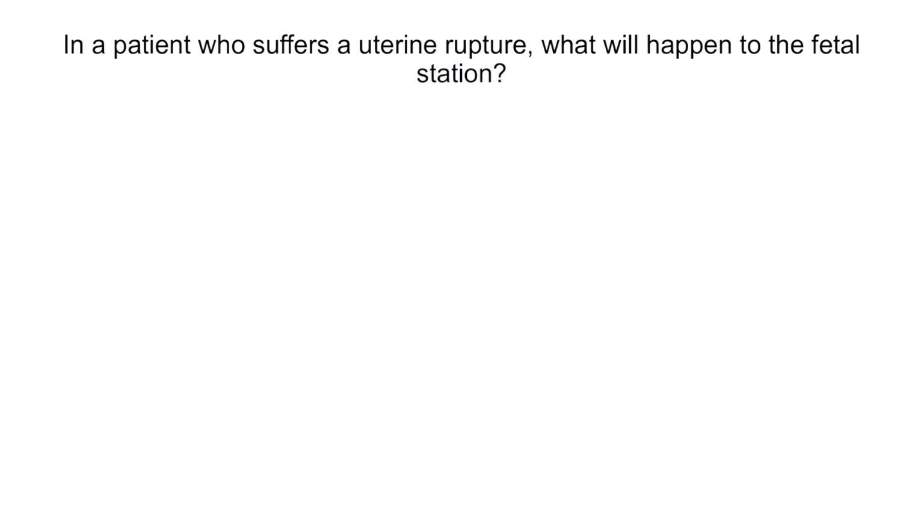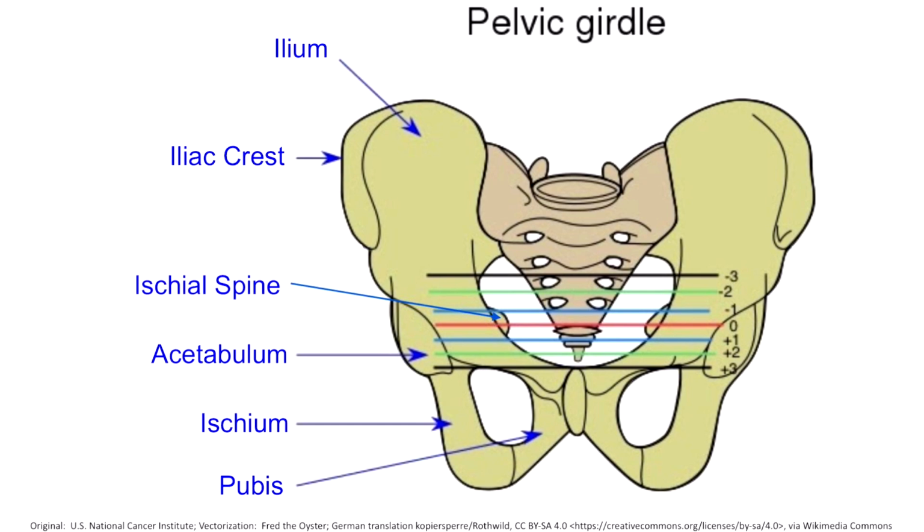Alright, let's try another question. In a patient who suffers a uterine rupture, what will happen to the fetal station? To answer this question, we need to have a basic understanding of the concept of fetal station. Fetal station is a system used to describe the position of the baby's head relative to the ischial spine of the mother. Zero station is when the top of the head is level with the ischial spine.